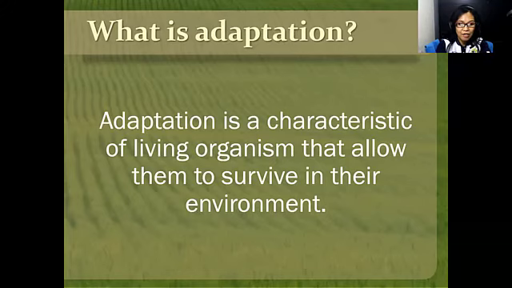So we need to describe or explain the meaning of the word adaptation first. What is adaptation? You can read with me. Adaptation is a characteristic of living organism that allow them to survive in their environment. Adaptation means characteristic of living organism that help them to survive in their environment. So those characteristics help the living things to keep them alive in their habitats.